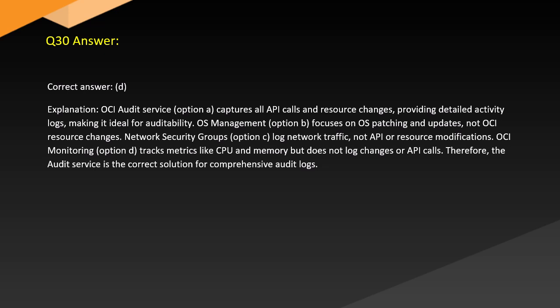Answer. Correct answer: A. Explanation. OCI Audit Service, option A, captures all API calls and resource changes, providing detailed activity logs, making it ideal for auditability. OS Management, option B, focuses on OS patching and updates, not OCI resource changes. Network Security Groups, option C, log network traffic, not API or resource modifications. OCI Monitoring, option D, tracks metrics like CPU and memory, but does not log changes or API calls. Therefore, the Audit service is the correct solution for comprehensive audit logs.